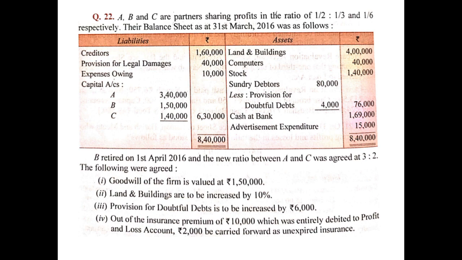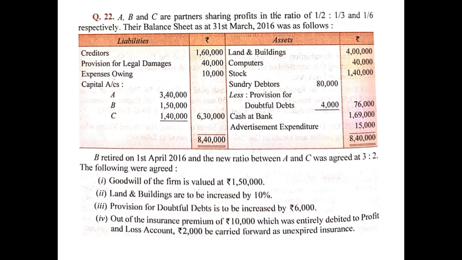Then B retired on 1st April 2016, and the new ratio between A and C was agreed at 3:2. So the new ratio is given to you, and the old ratio you have calculated correctly. You can very well calculate the gaining ratio by applying the formula new ratio minus old ratio. The following were agreed. Goodwill of the firm is valued at rupees 1,50,000. You will calculate the retiring partner's share out of it, that is the share of B, which will be 2/6. So 2/6 of 1,50,000, or 1/3 of 1,50,000, will be the goodwill of B, which will be contributed by the gaining partners in the gaining ratio.